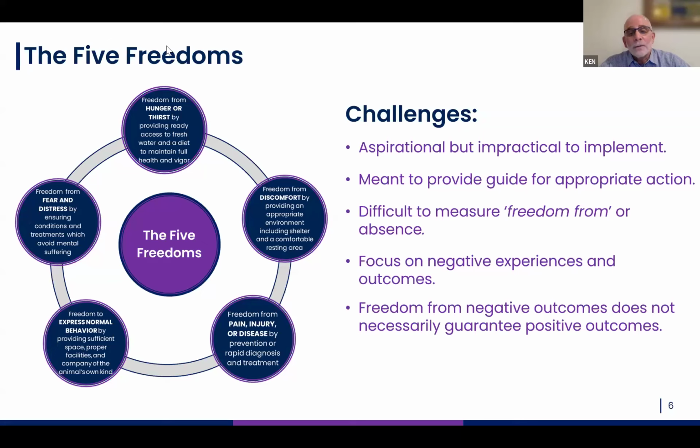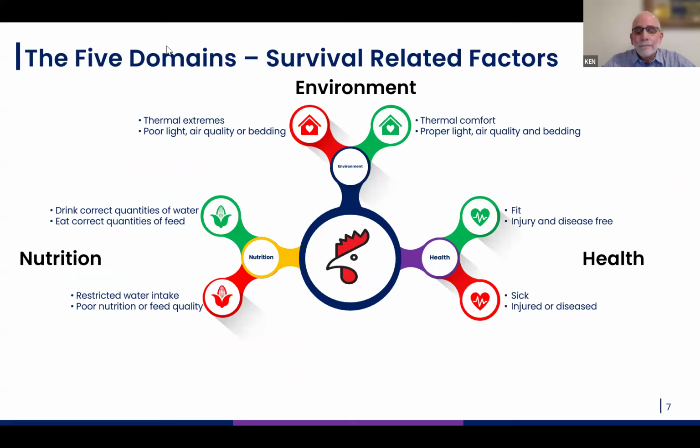And so what we know is that if we were to achieve freedom from negative outcomes, that doesn't necessarily guarantee that we're delivering positive outcomes. So that's why I think, as I mentioned, welfare science, as it develops, has a new framework that was developed by researchers at Massey University in New Zealand, which came up with the 5 domains.